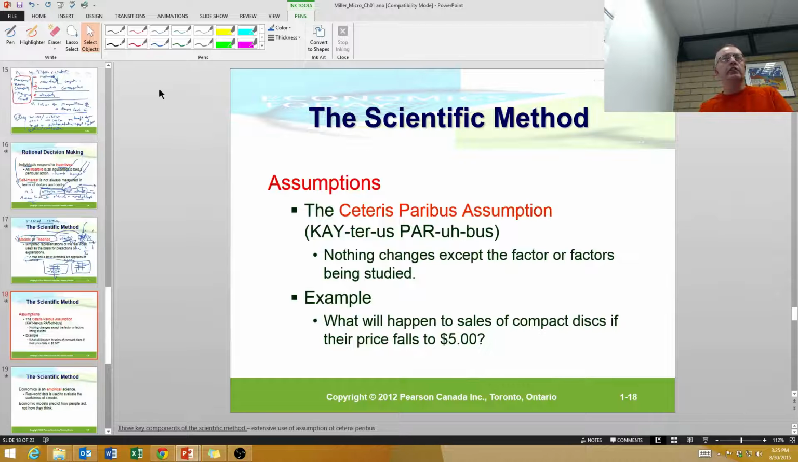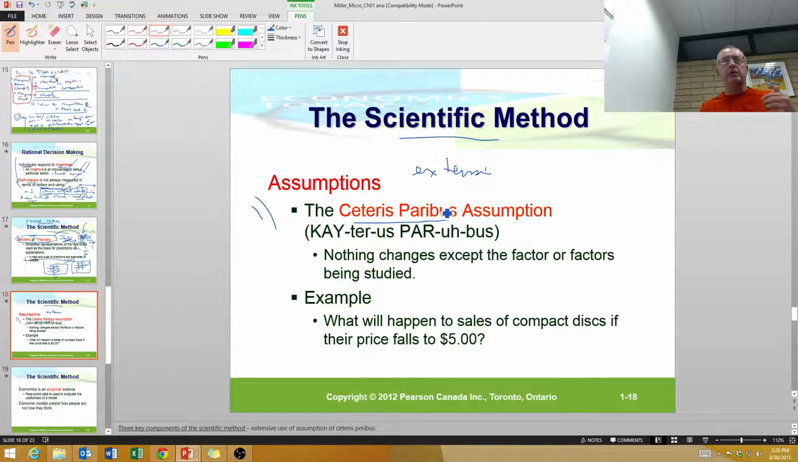Okay, so the second major aspect of the scientific method that we use in economics extensively, we use this assumption. Now, it's a Latin word, right? It's Latin, and I have to admit, we don't use Latin anymore. Latin's a dead language, but we certainly have lots and lots of Latin concepts in law, for example, lots in medicine. And we use one of these concepts in economics, and the term we use, the book pronounces ceteris paribus.